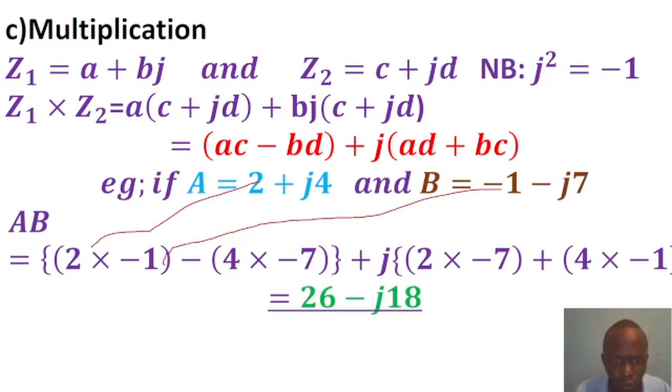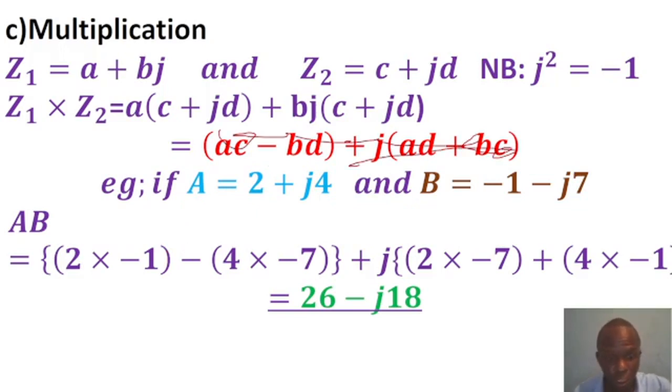Now, just need to know, this is our A, this is our B, the coefficient of J. This is our C, and this is our D. 7 is our D. So after identifying such, you come and substitute in this equation. Do the substitutions in that equation, and then you'll arrive at that. Also, I encourage you to verify. Try to do the calculations. Try to substitute in that particular formula, and then you arrive at 26 minus j 18.